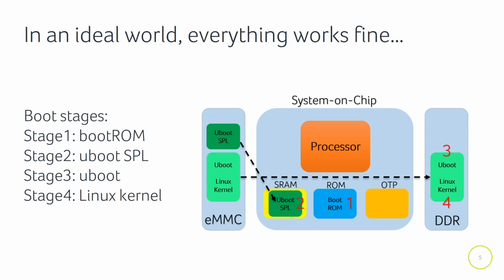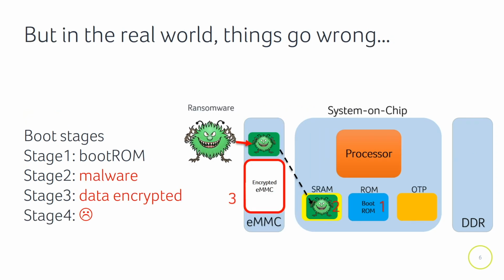Instead of the Linux kernel, maybe it's a different operating system. But this is the ideal world. And unfortunately, in the real world, things sometimes go wrong. For example, you might accidentally run into some application that has been infected by ransomware, and this ransomware might decide, for example, to install itself in the same place as you would have this U-Boot SPL before, this second stage bootloader in this case. So what will the system do?